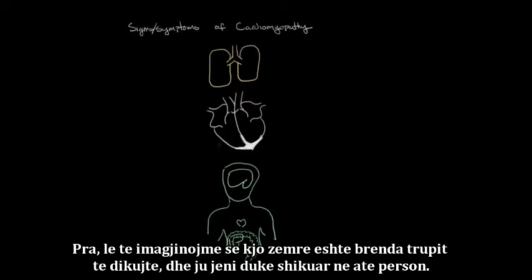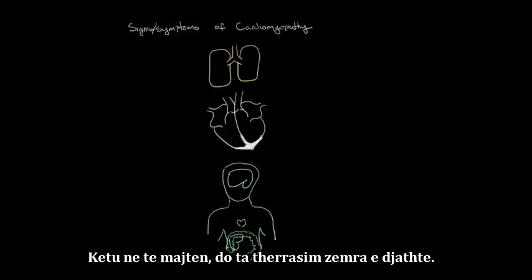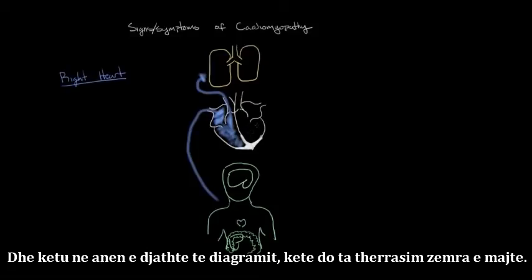All right, so imagine this heart is inside someone's body, and you're looking at that person. So this heart's kind of a mirror image. So over here on the left, we're going to call this the right heart. And the right heart takes in blood from the body and it pumps it to the lungs. Then over here on the right side of the diagram, we're going to call this the left heart.